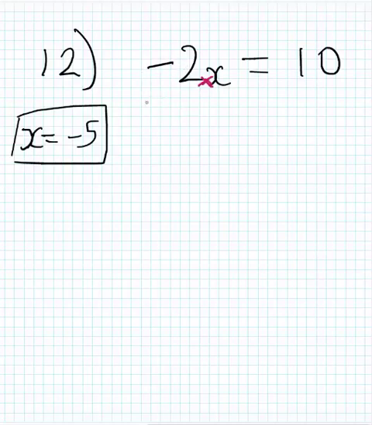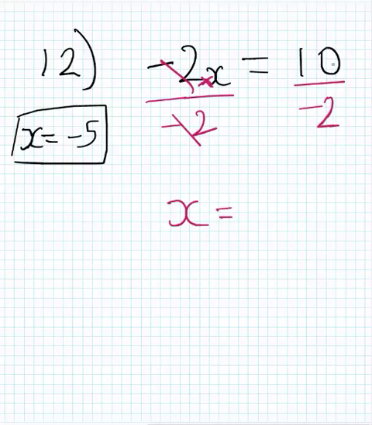So what you do is divide by the exact same number, divide by minus 2, and divide by minus 2. And minus 2 divided by minus 2 cancels out. And we end up with x equals 10 divided by minus 2, which is minus 5. And we got our answer.